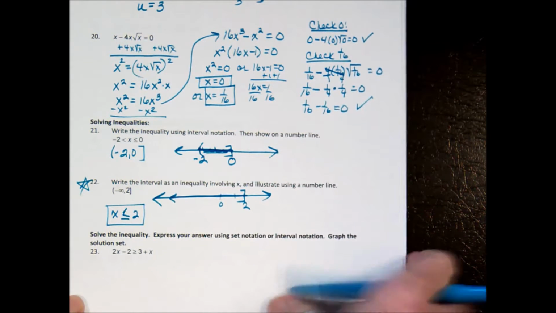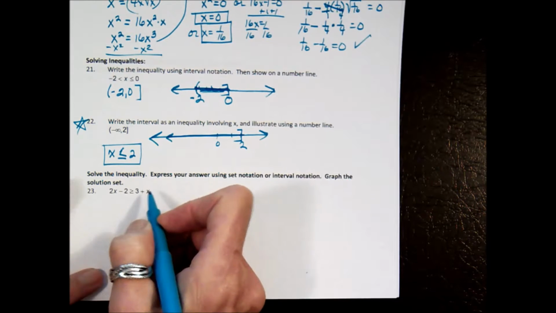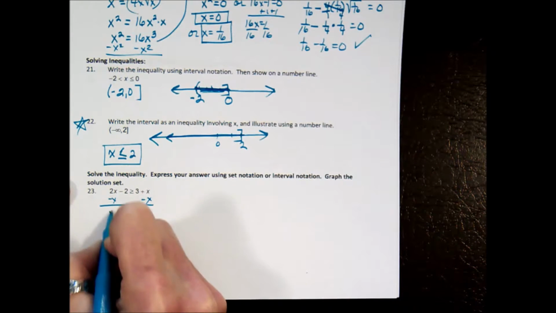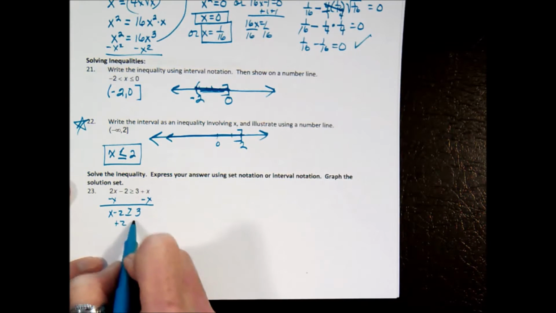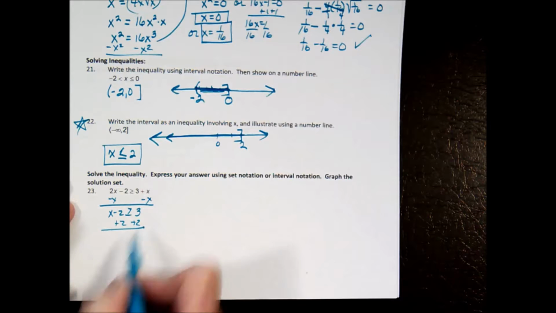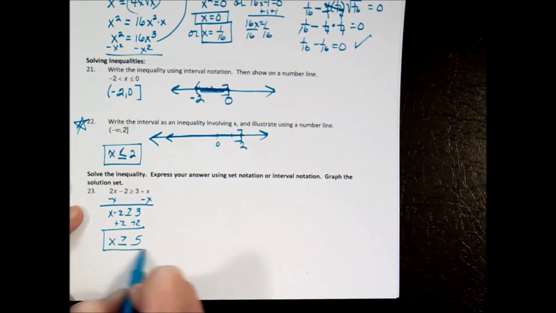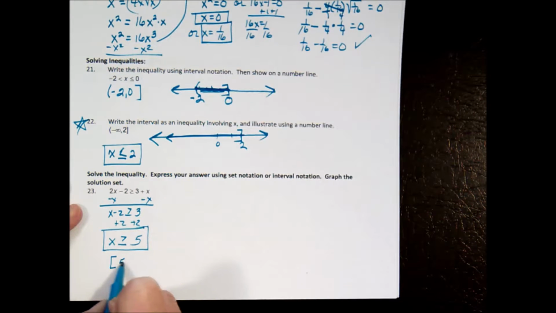On number 23, we have to solve the inequality. So I see x is here and x is here. We need to get those together. So I'm going to subtract x: x minus 2 greater than or equal to 3. I add a 2 to both sides, and I get x is greater than or equal to 5. So there's my inequality. It includes 5, greater than or equal to, so it goes up to infinity.